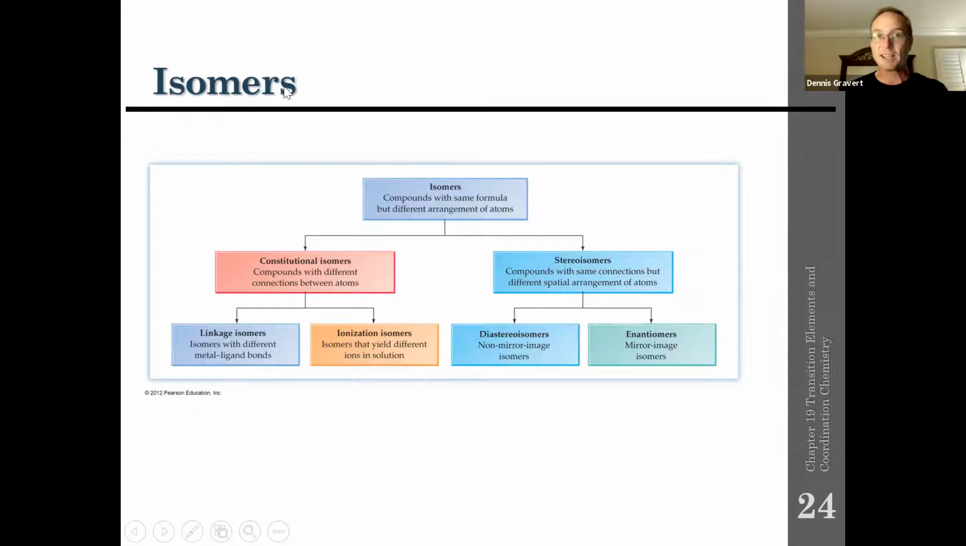There are different ways to make these molecules different from each other. There's constitutional isomers, where you're actually just physically attaching molecules in different ways. Stereoisomers, the connections you make are three-dimensional. That was a little more subtle. When you're connecting them in different ways, there's linkage isomers, ionization isomers, and those diastereomers and enantiomers. We're not going to go too deep with the stereoisomers, but here, let's just introduce these different isomers.